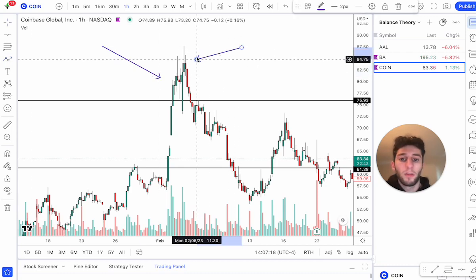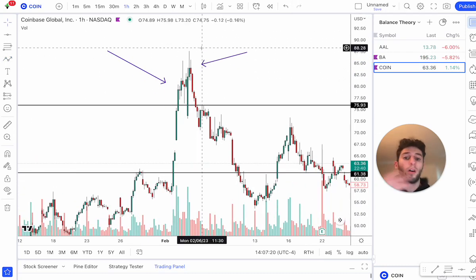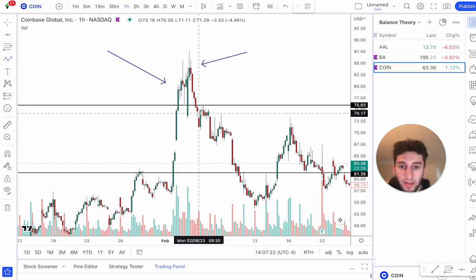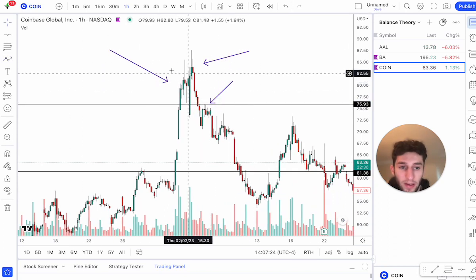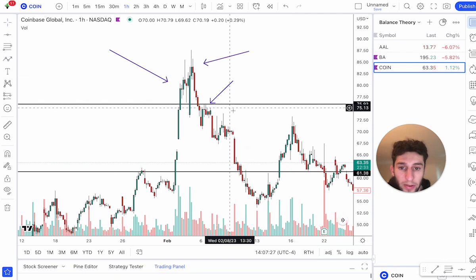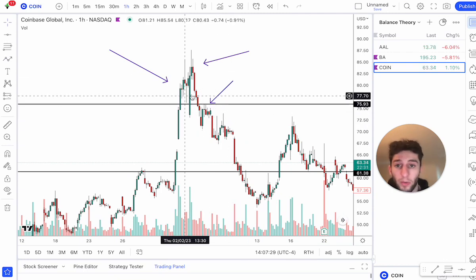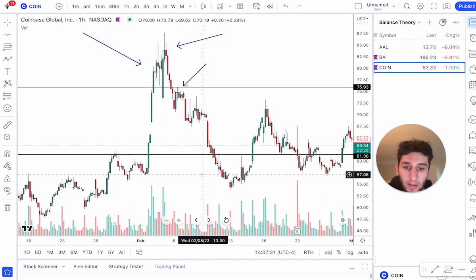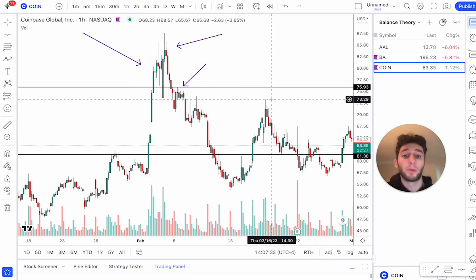Everyone's looking, okay, I'm gonna get long. We're going to the moon, all that. And then what happens, right? Price comes right back inside of the $75 area. We come inside, and where do we go? We rotate right back down. Then we come back up inside, and we rotate right back up.